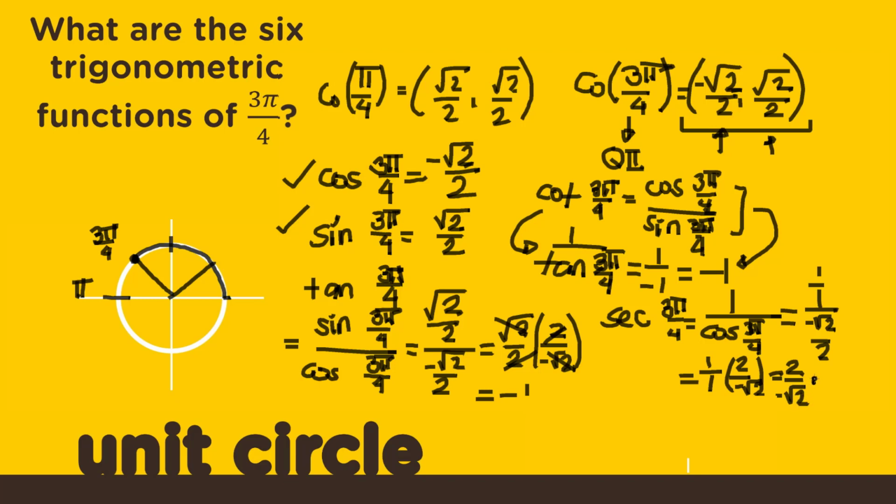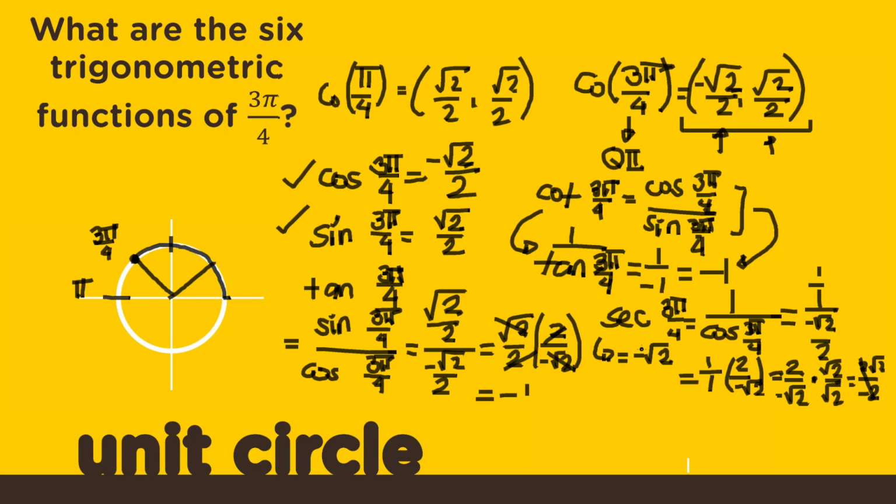But we are still going to come up with the rationalization. So square root of 2 times square root of 2, that's 2 square root of 2 over negative 2 here, because square root of 2 times square root of 2 is square root of 4. That square root of 4 is 2. You will have a negative sign, and you can cancel this. This would mean the value of secant is negative square root of 2.